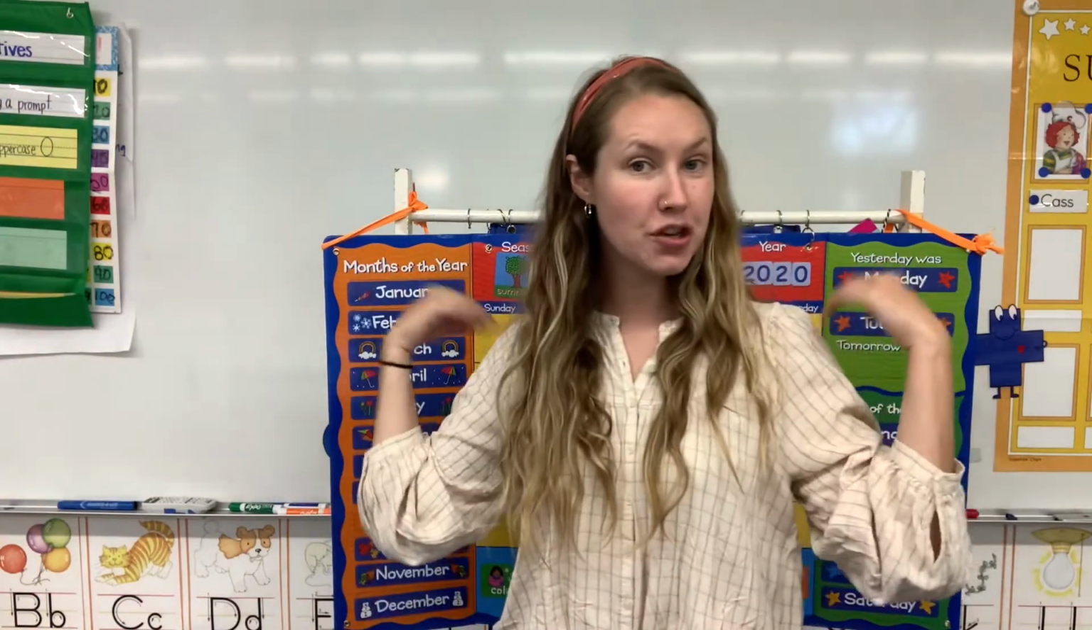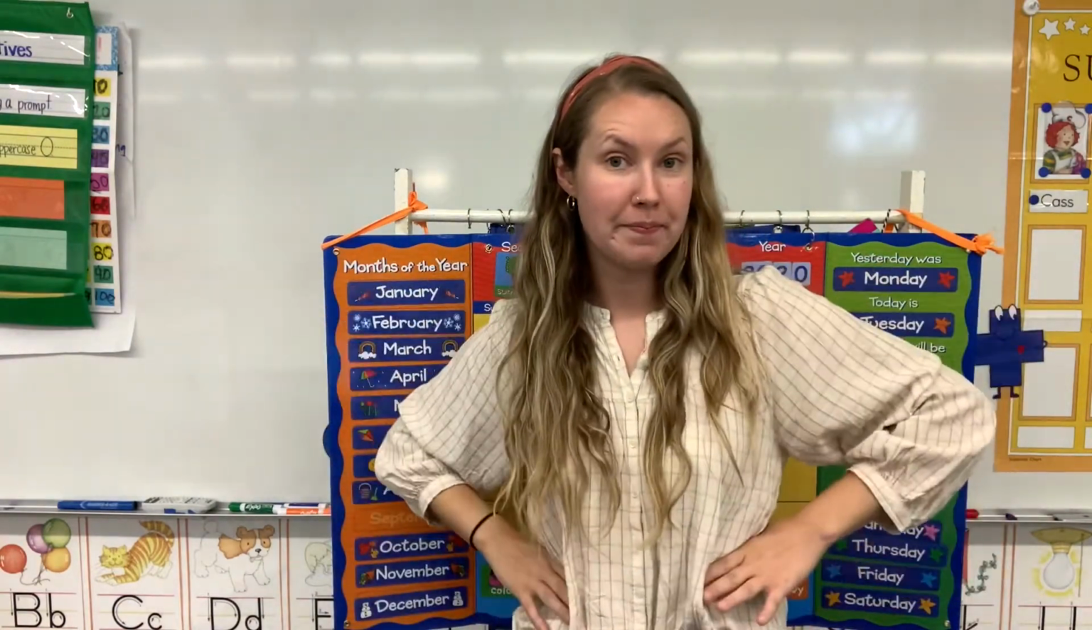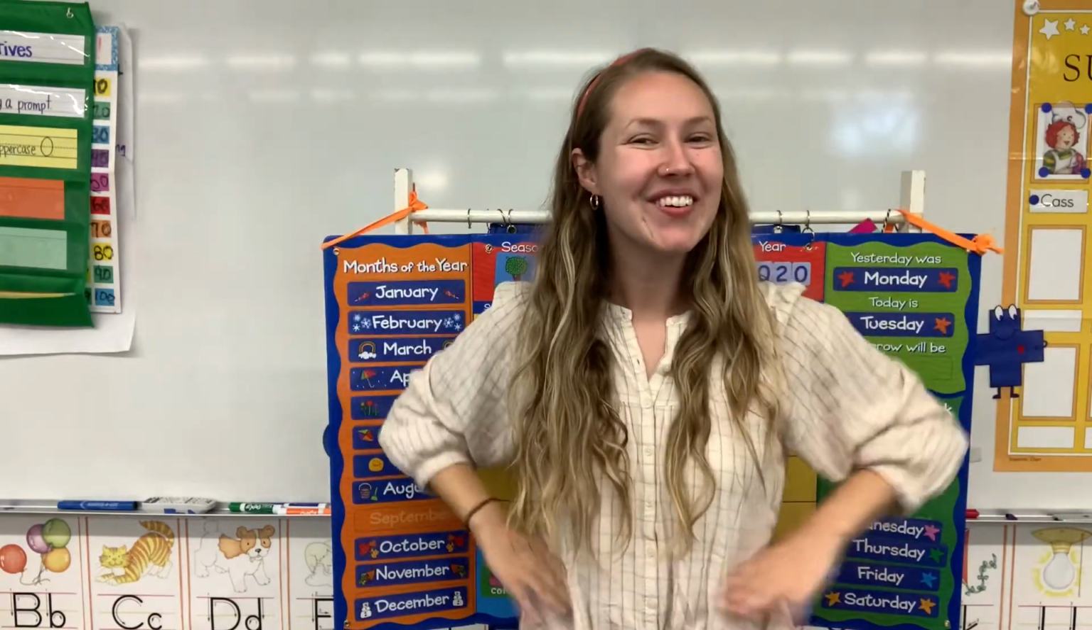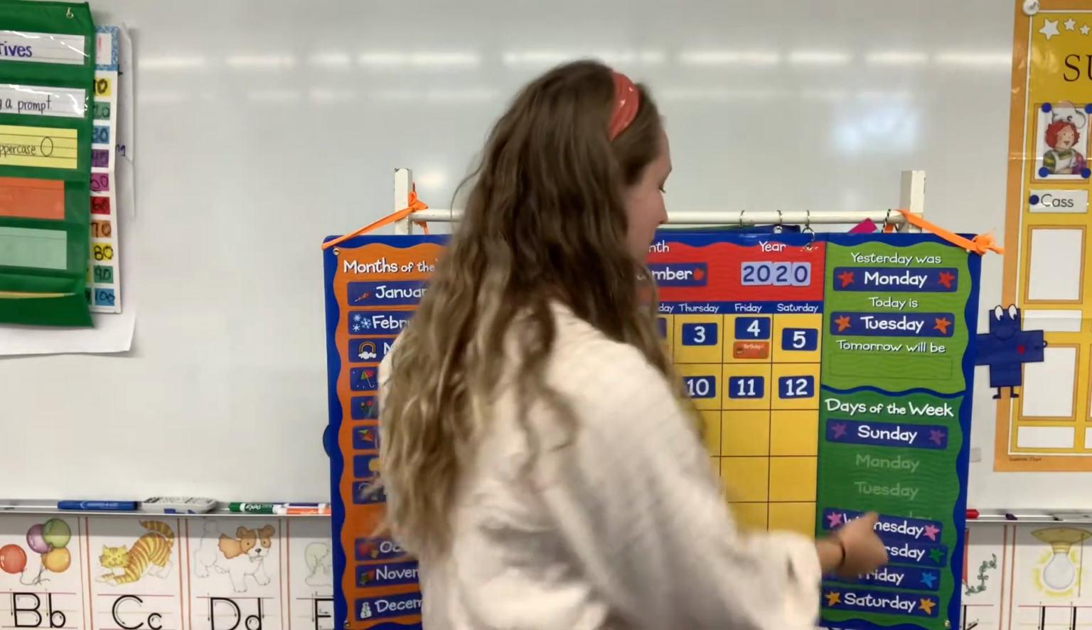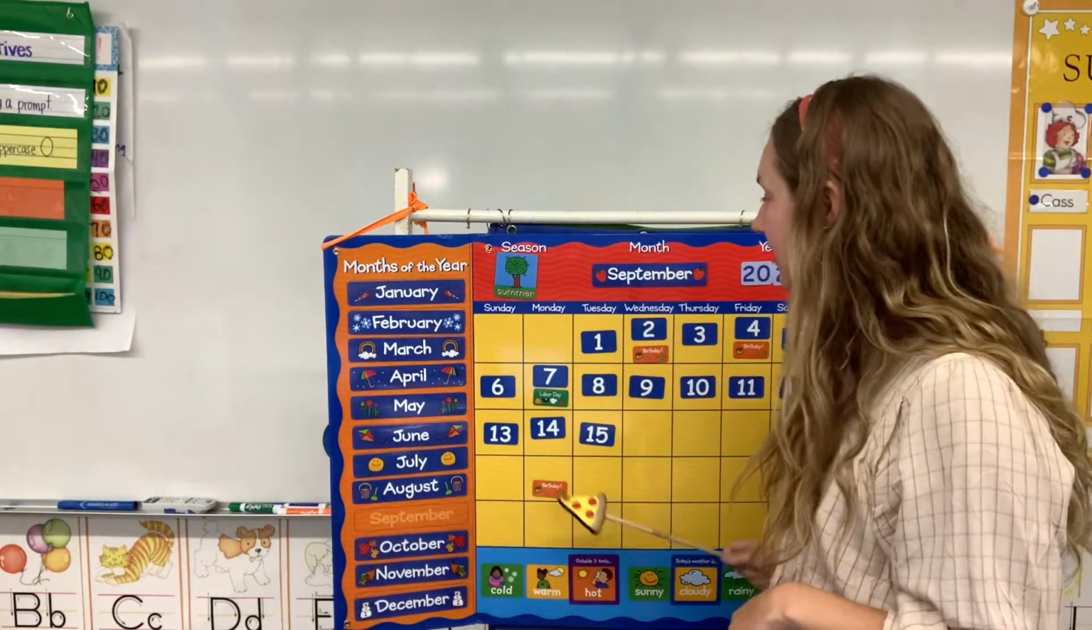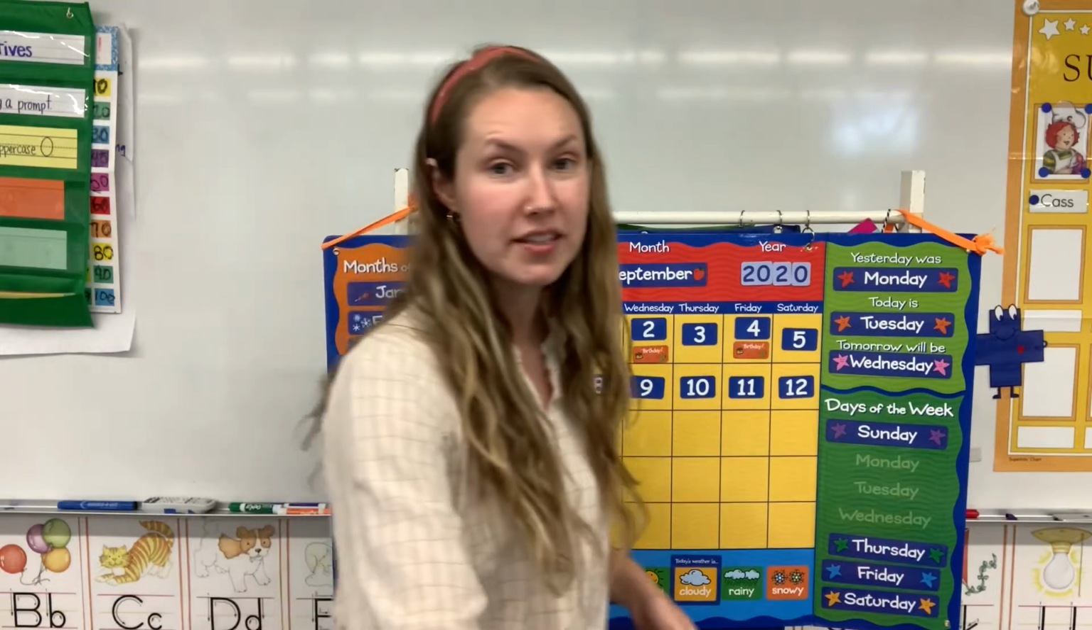Now, if today is Tuesday, what will tomorrow be? Monday, Tuesday, Wednesday. Very good. Tomorrow will be Wednesday. So far we filled in our date, figured out the month, and circled our day of the week for today. Now we're ready to talk about our weather.